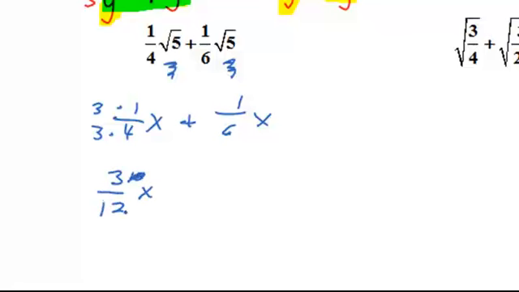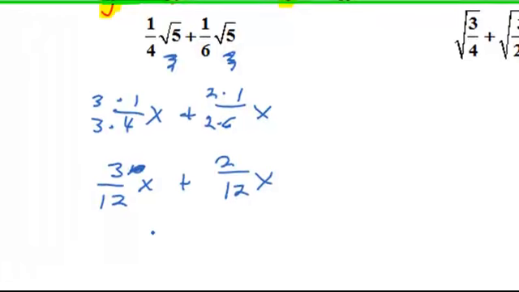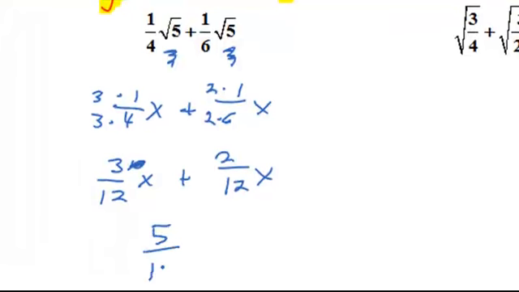That was a mistake. Plus, numerator and denominator by 2, and we get 2 twelfths x. 3 twelfths plus 2 twelfths is 5 twelfths x. But we didn't have an x, we had what? Yeah. So it's the same thing.